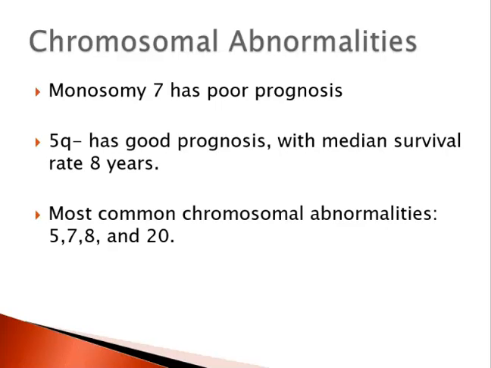So let's talk about some chromosomal abnormalities that are found with MDS patients. We have what's called a monosomy 7. It's a chromosomal abnormality, and if this is found in a patient, these patients usually have a poor prognosis. The next one is the 5q deletion. If this one is found, patients usually have a good prognosis with a median survival rate of about 8 years for these patients. But the most common chromosomal abnormalities found in patients involve chromosome 7 or 5, 7, 8, and 20.